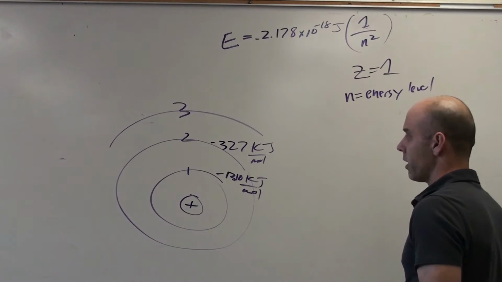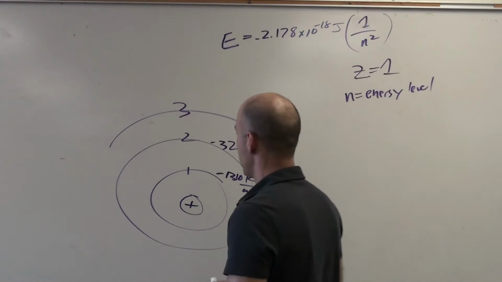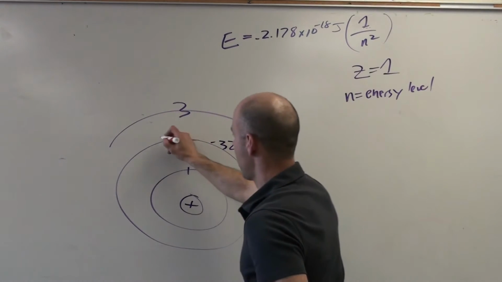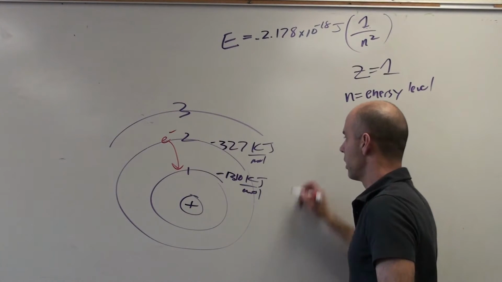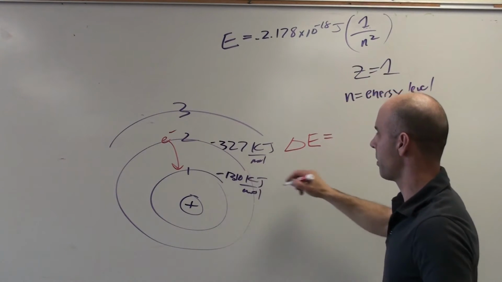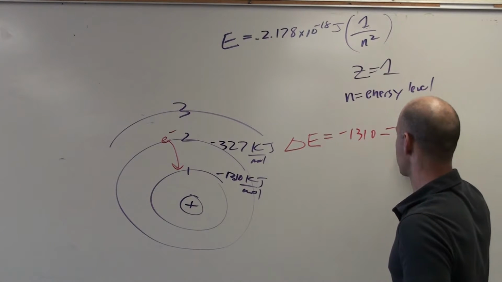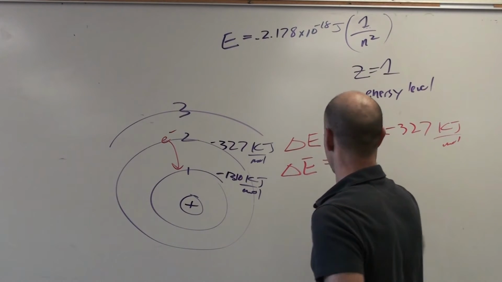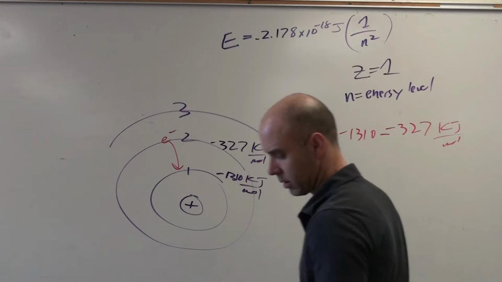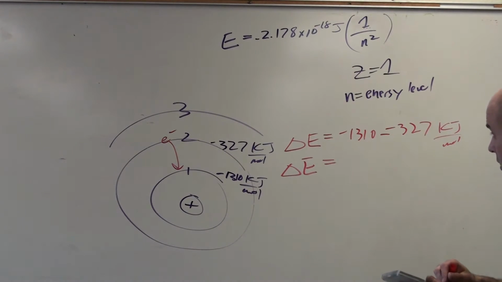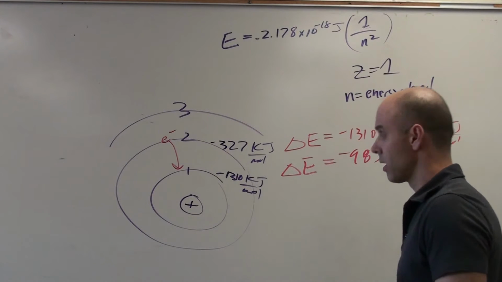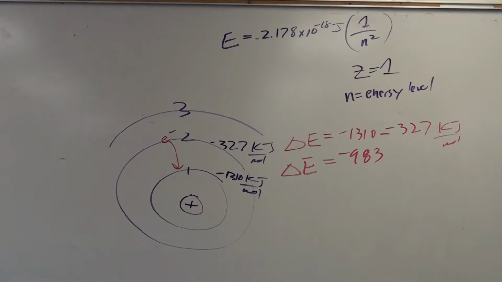So if I want to find how much energy is released from an electron falling from this level to the next, I have 1 electron that's falling. To find the energy released, I do the final minus initial. So negative 1310 minus negative 327 gives me the total energy change. So negative 1310 plus 327. That's the energy that's released when the electron falls.